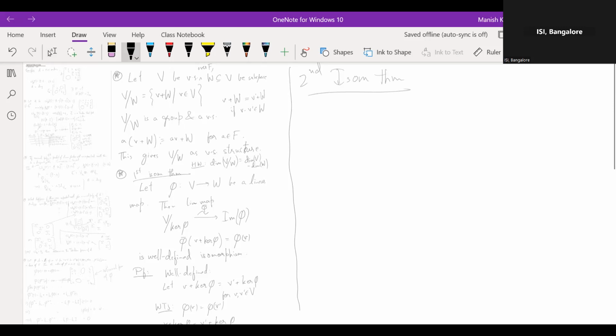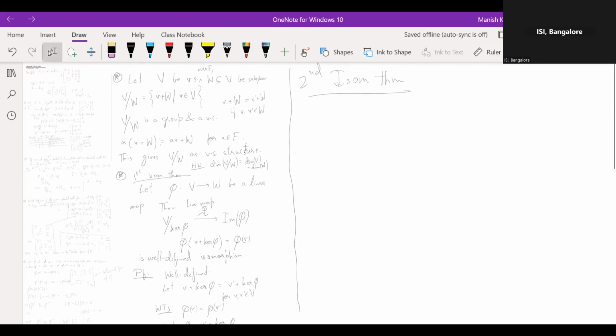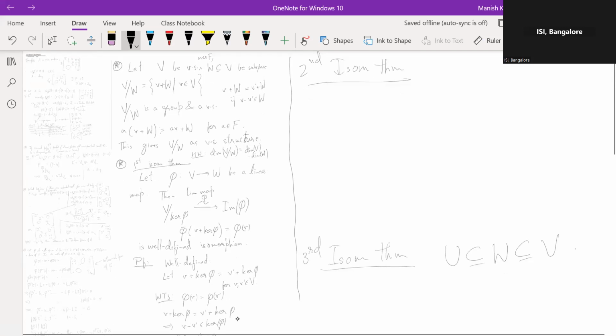Yeah, so the third one is easier to remember. So that's why I'll write down the third isomorphism theorem as well. And then we'll try to recall the second isomorphism theorem. So you have a chain of vector spaces, yeah? So U is contained in W is contained in V, okay? Vector spaces over F, yeah?